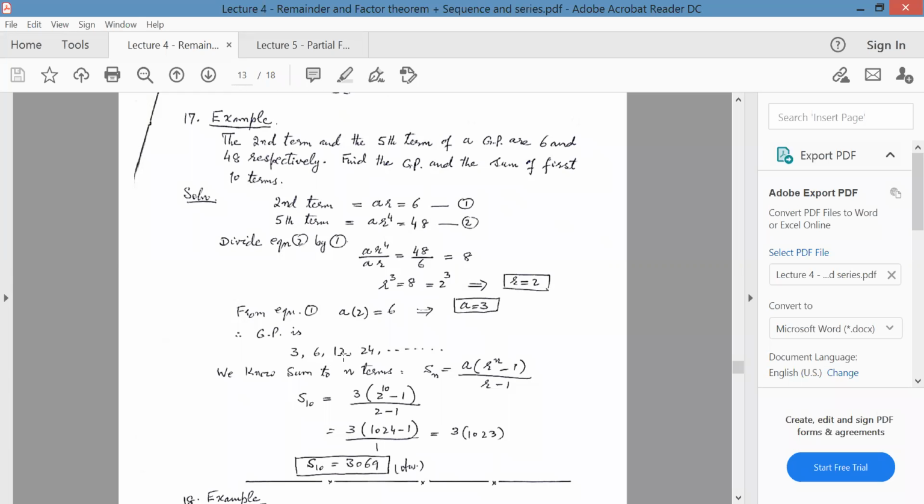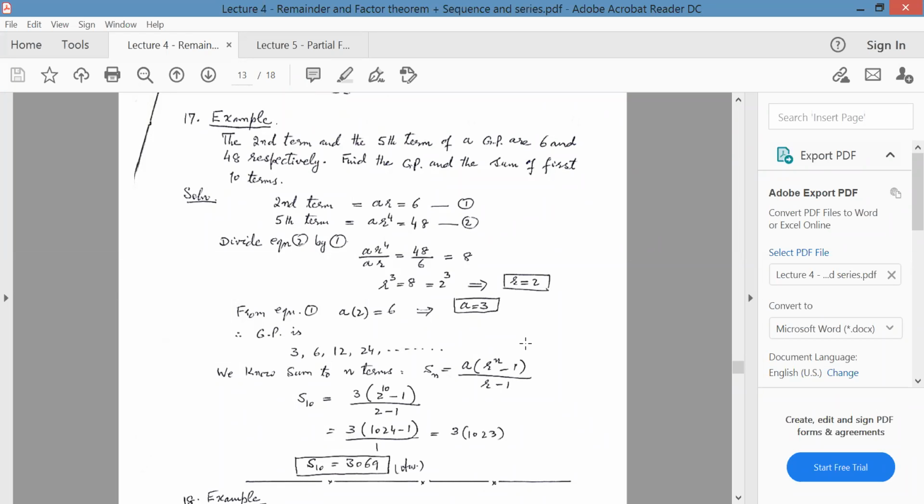Again multiplied with R, which is 2, gives you 12. Again multiplied with 2, 24. Again multiply 24, you get 48, and so on and so forth. This is the way we obtain a GP series. If you know A and R, then there is no problem of making a GP series.